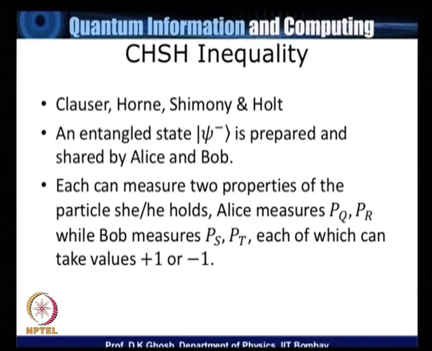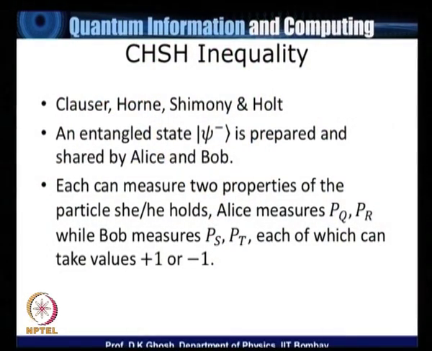So we again come back to our well known entangled state psi minus, which is (01 minus 10) by square root of 2. The first particle is with Alice and the second particle is with Bob. Now I do a slightly different measurement. Let us say Alice can measure any two properties of the particle she holds. Remember, I assume there are identical copies of this entangled state available, so that I can observe any property that I like and take statistical data. So Alice can measure two properties which we will call Q and R, while Bob can measure two other properties, S and T, and each of these four quantities can take a value either plus 1 or minus 1.